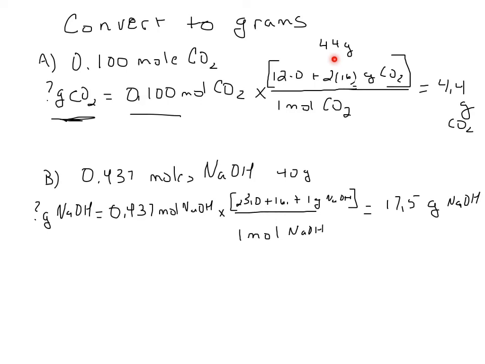So a lot of times if I don't know it, I just write it above that line and make it all part of that fraction. You don't have to do it that way. I just wanted to show you this a little bit differently. So you're going to take 0.10 times 44, 4.4. Same thing on this one. Trying to find grams, given 0.437 moles. Here it is, 40 grams is my molar mass, 1 mole NaOH. So 0.437 times 40 gives me 17.5 grams sodium hydroxide.